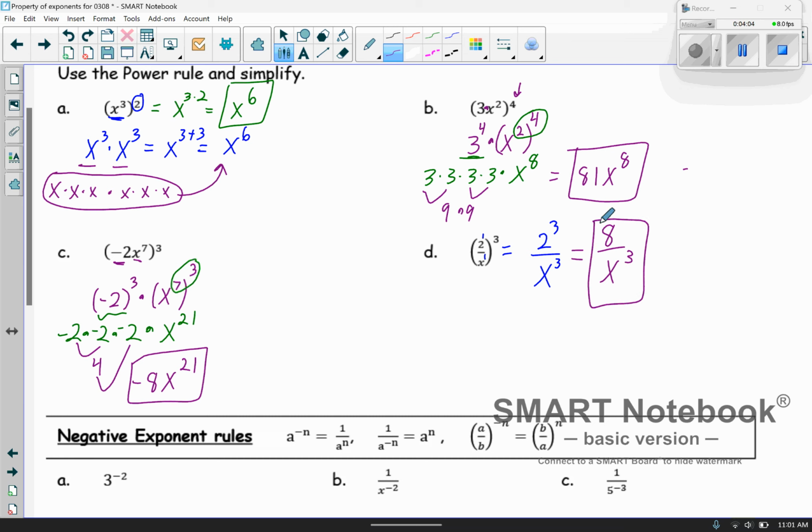Okay, that's the power rule. Next, we're going to look at what we do when we have negative exponents.